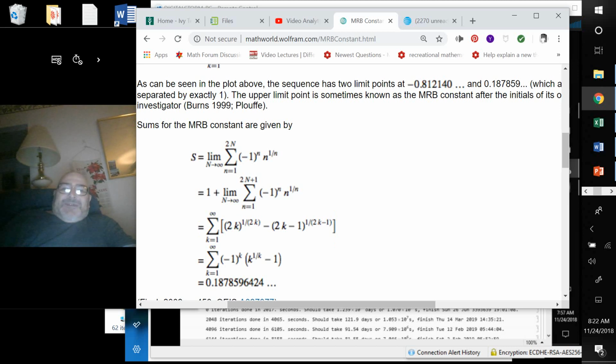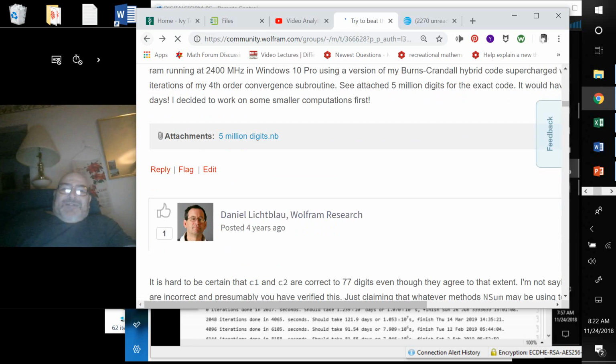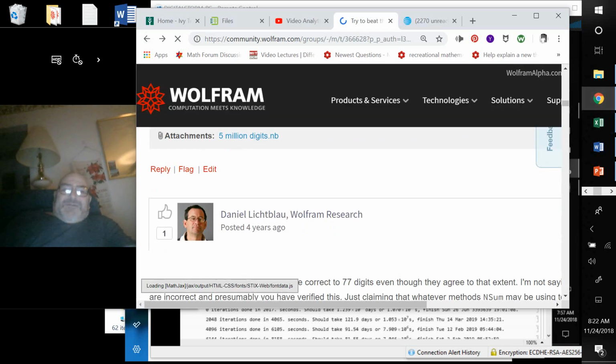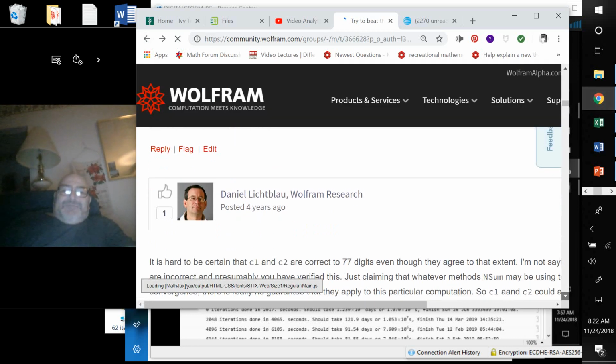Summing all the even numbers to the power of 1 over the even number, minus the next odd number to the power of 1 over the odd number, and doing that in a formula, sum of this. And I was impressed that I was able to get 170 some digits or so. And actually, I was impressed first with 77 digits, later 100 and some.